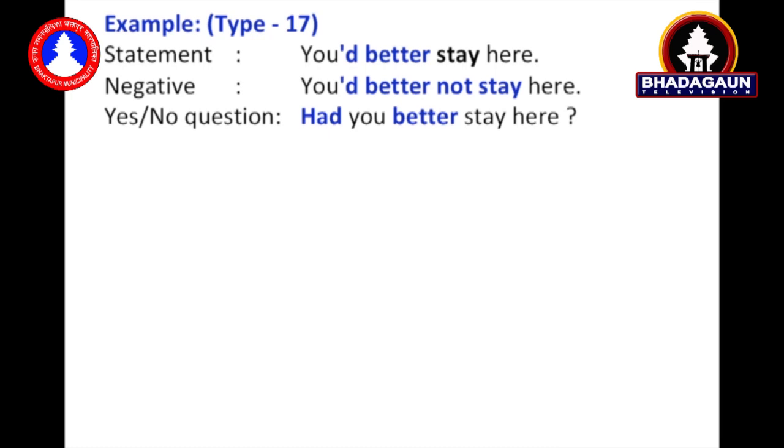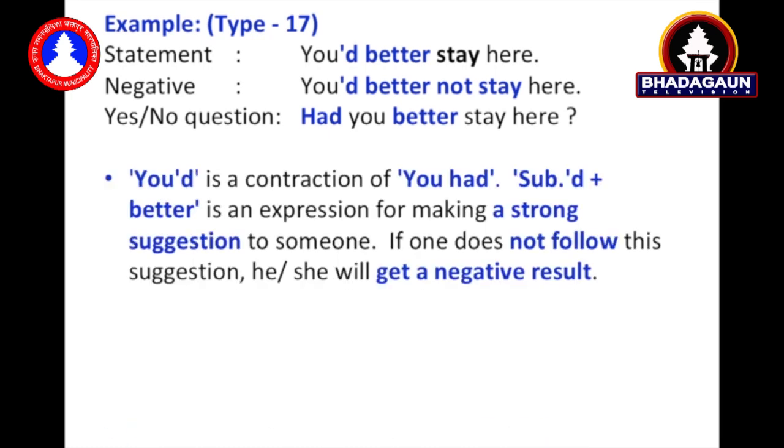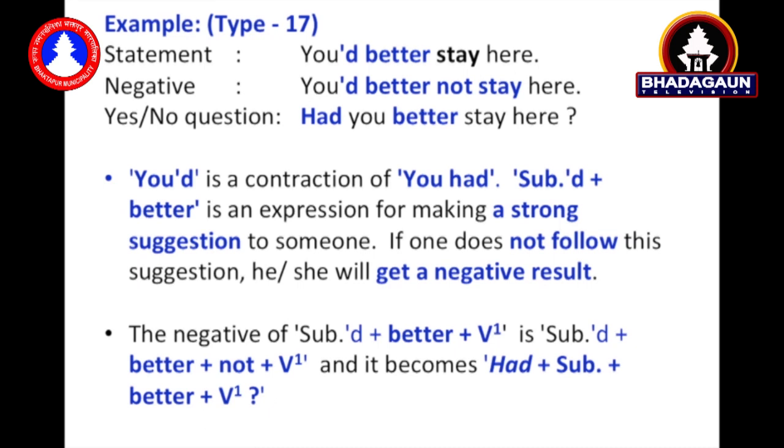Apostrophe D, better. Apostrophe D is the contraction of you had. Subject apostrophe D plus better. It's an expression for making a strong suggestion to someone. If one doesn't follow these suggestions, he or she will get a negative result. Now, the negative of apostrophe D plus better plus V1 is apostrophe D better plus not plus V1, and it becomes had plus subject plus better plus V1 in question.